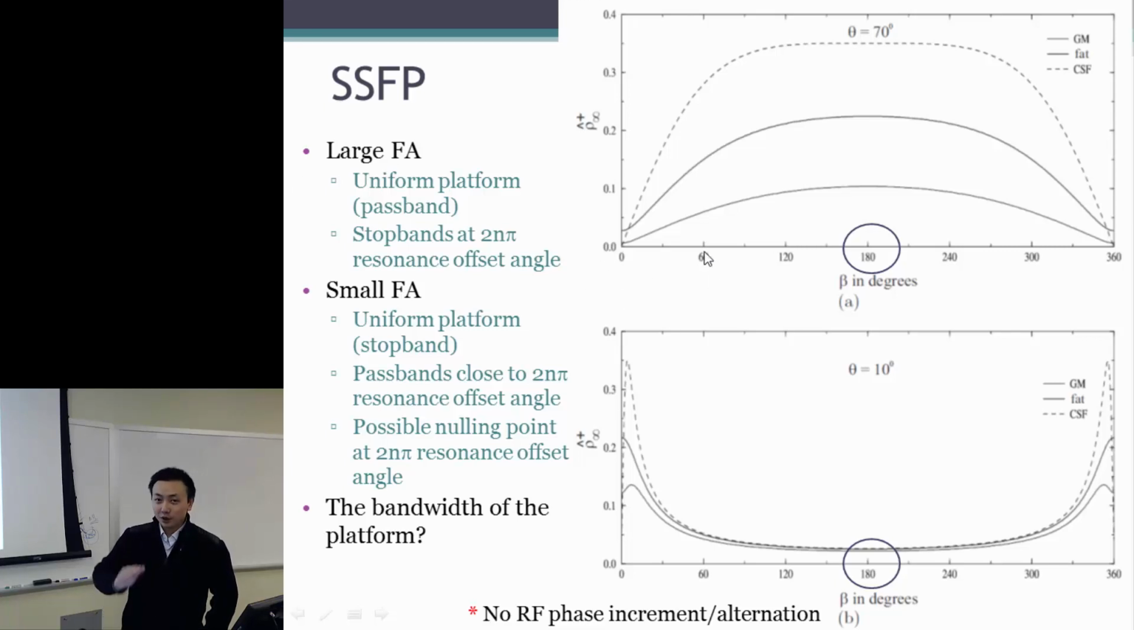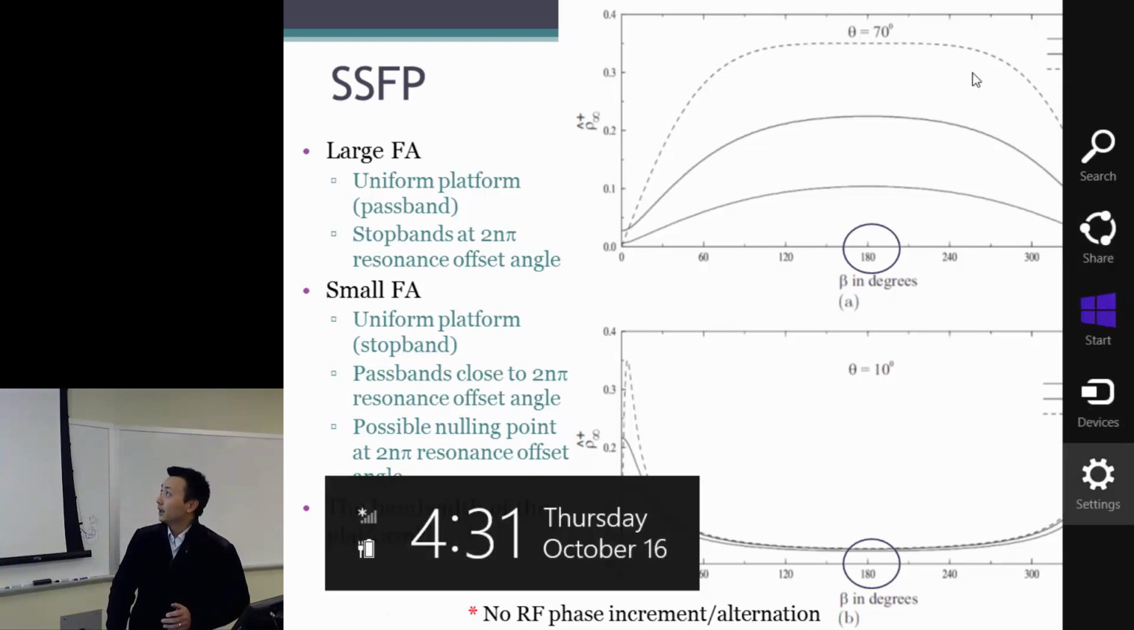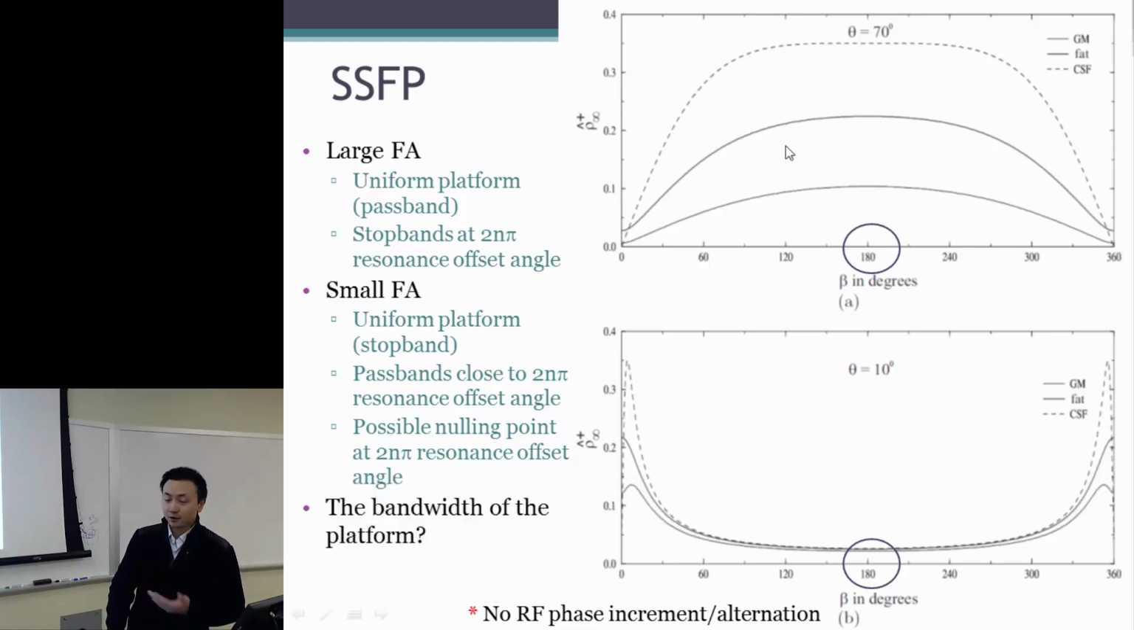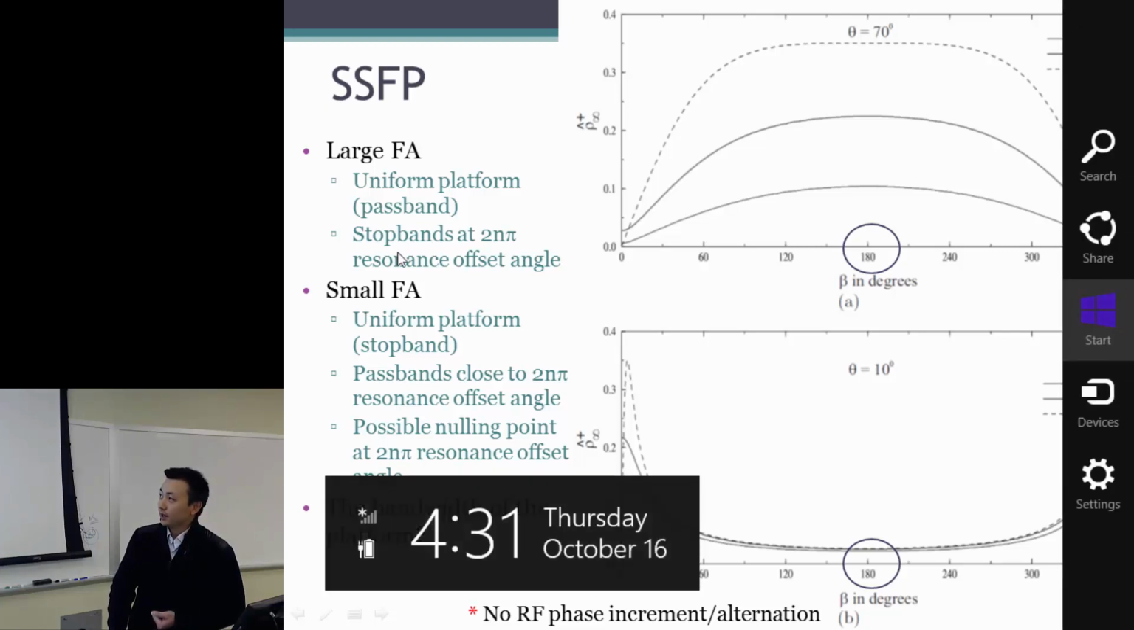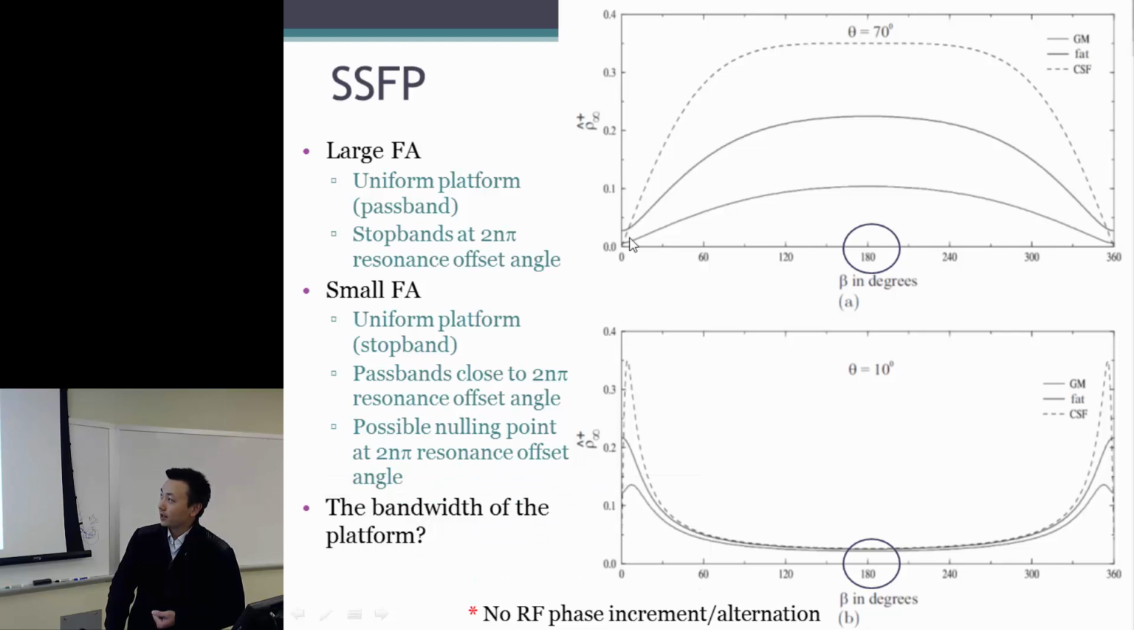But if we go a little bit further off-resonant, we can see the signal becomes higher and reaches a plateau over a wide frequency range. This is the characteristic frequency response profile of the large flip angle SSFP. We usually call this the passband of SSFP. The stop bands take place at 2nπ of the resonance offset angle, including this on-resonance case.